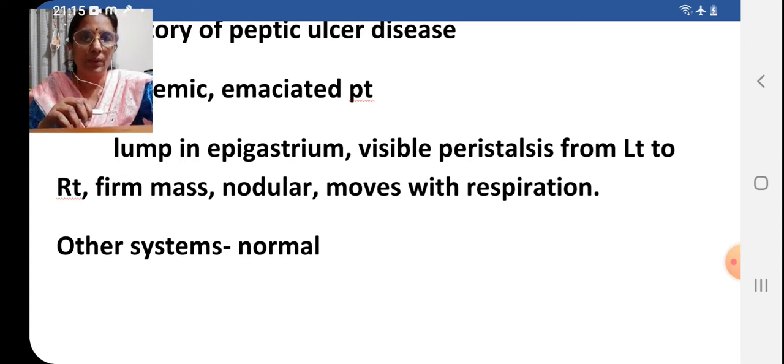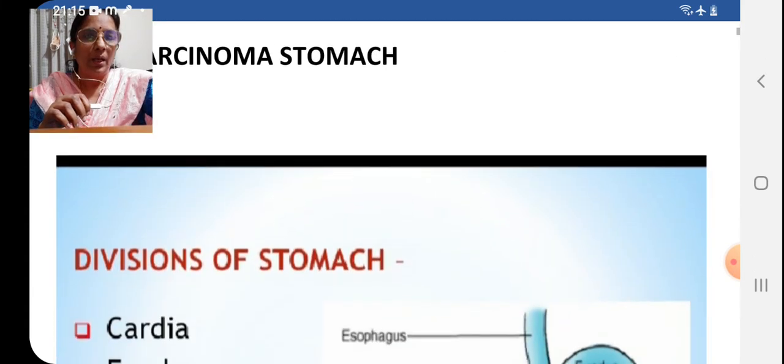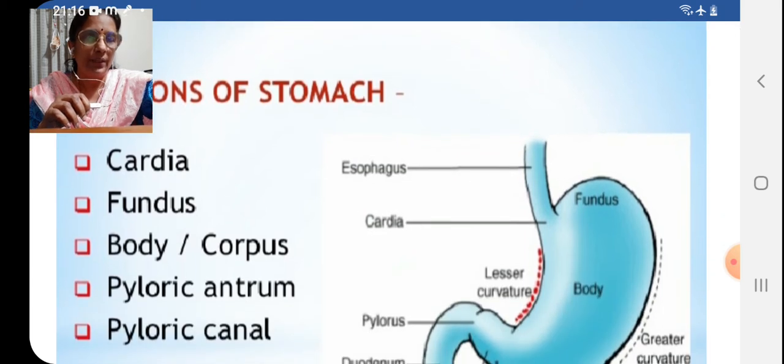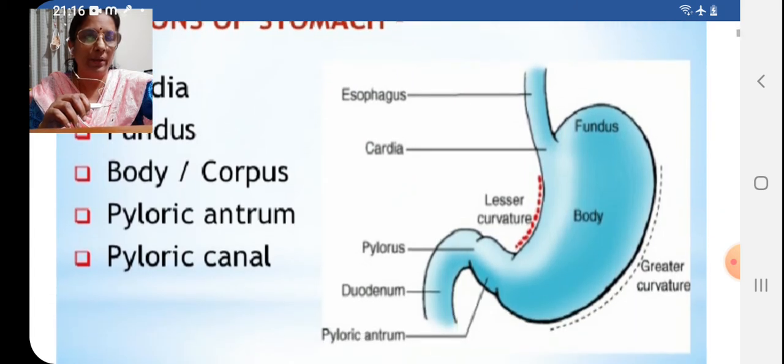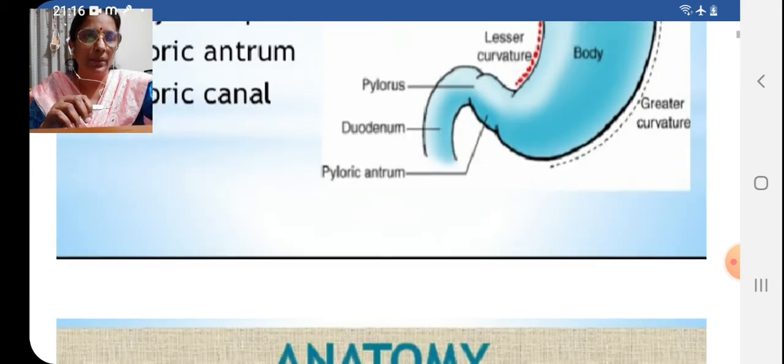The anatomy and all these things you have already learned in your first year class. So I'll just show you the diagrams, and you can go through all these diagrams later and find out the blood supply and lymphatic drainage and all these things. Okay. Coming to the divisions of the stomach, it has got a cardia, fundus, body, pyloric antrum, and pyloric canal. Then it continues as the duodenum.